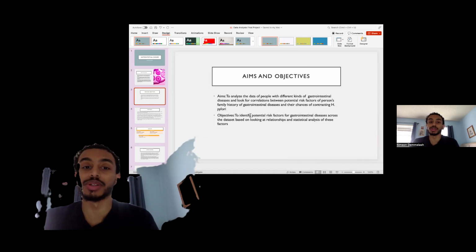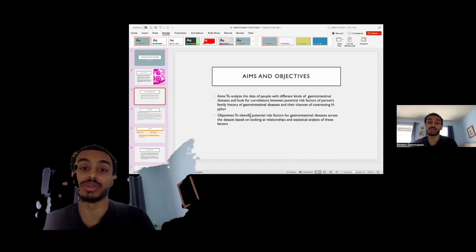Okay, some aims and objectives. The aim of this project is to analyze the data of people with different kinds of gastrointestinal diseases and look for correlations between potential risk factors of a person's family history of gastrointestinal diseases and their chances of contracting H. pylori. Objectives here are to identify potential risk factors for gastrointestinal diseases across the dataset based on looking at relationships and statistical analysis of these specific factors.